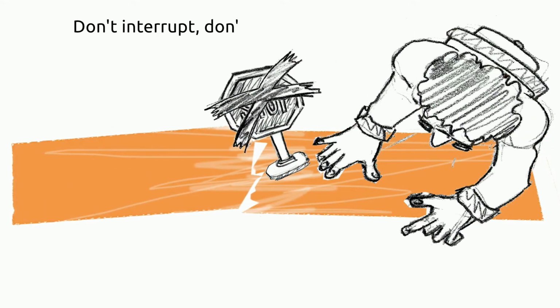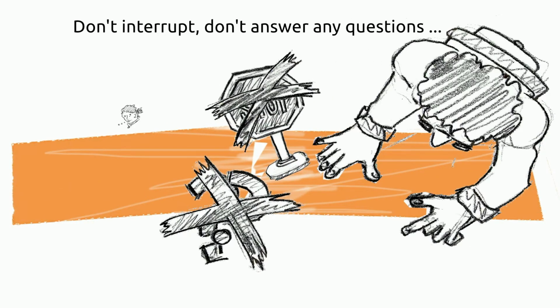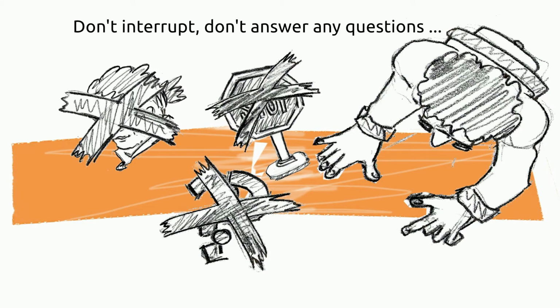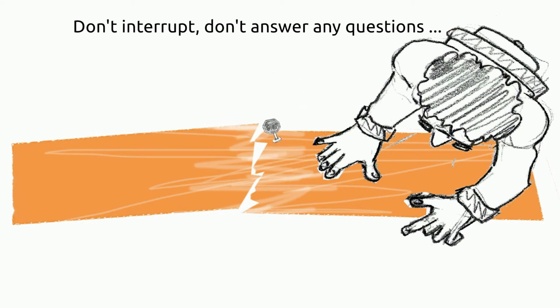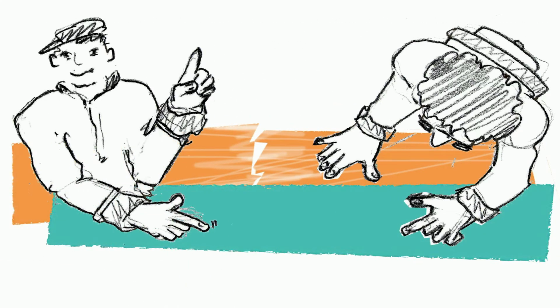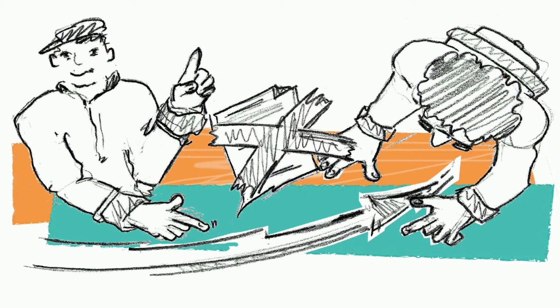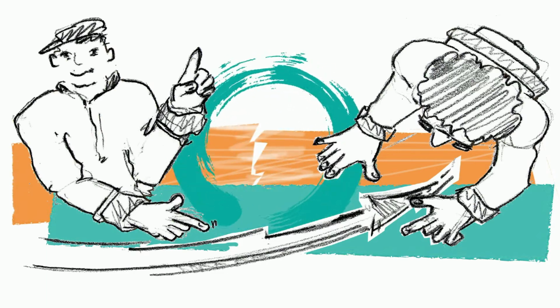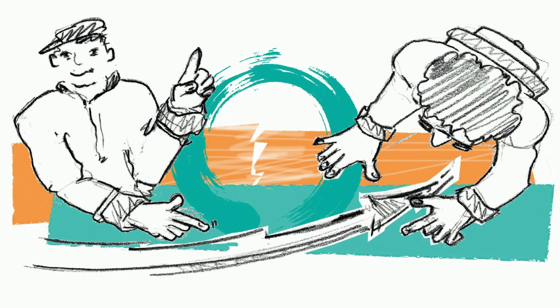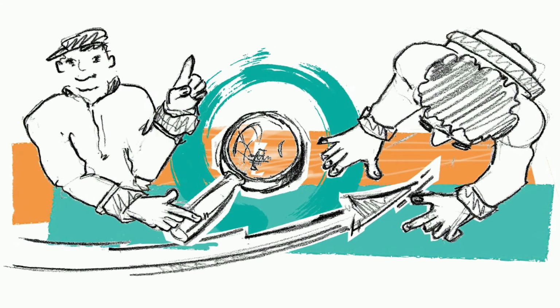words? Don't interrupt, don't answer any questions, and don't offer any explanations. Just ask your reader to read the text all the way to the end. Don't make any notes either, just keep the wobbly bits in mind. These are the parts you need to check on afterwards.